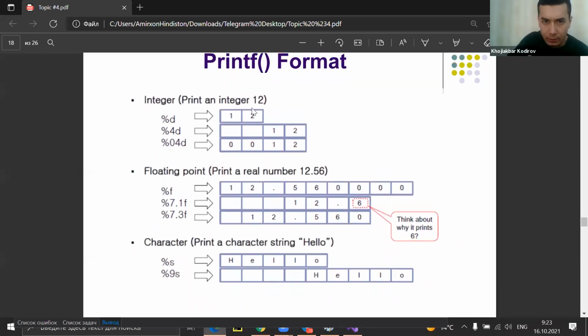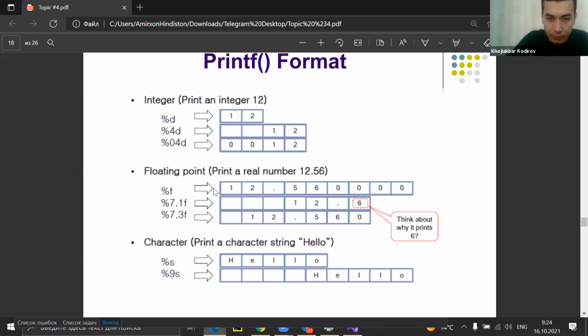So we talked about it. For example, if I do percentage D and print 12, I'll get 12. If I do percentage 4D, it will separate space for four integers, so two more places will be empty. If I do percentage 04D, two zeros will be filled in the two empty locations. Got it? Just the left ones.